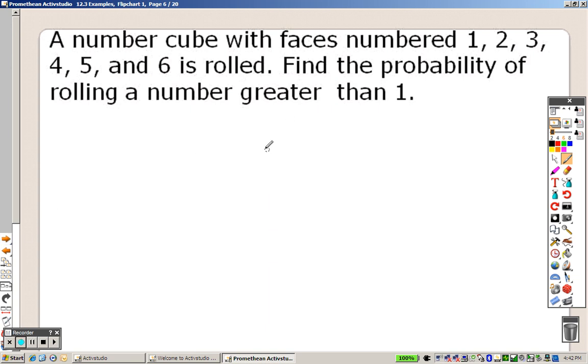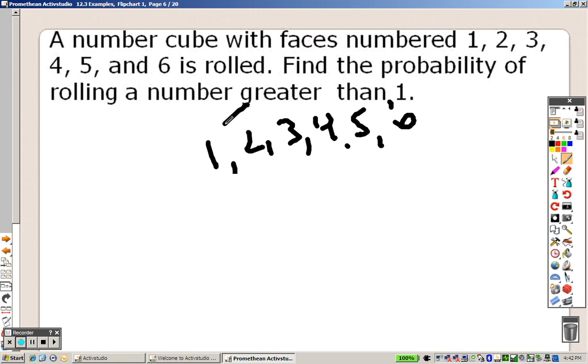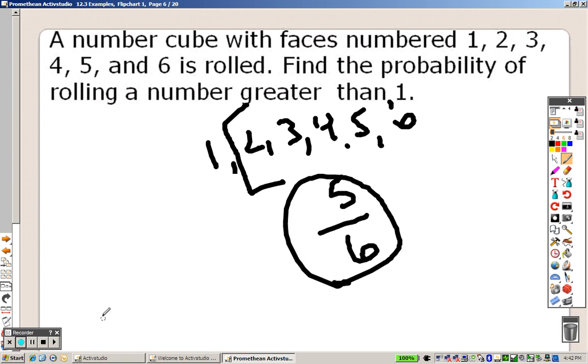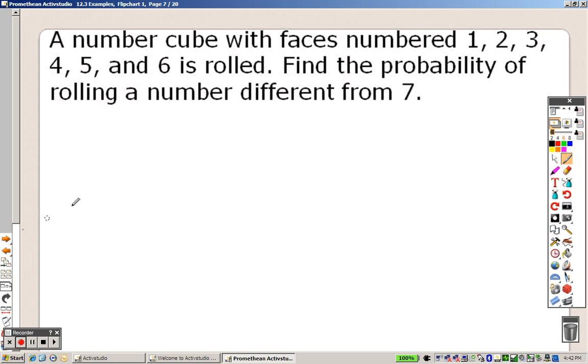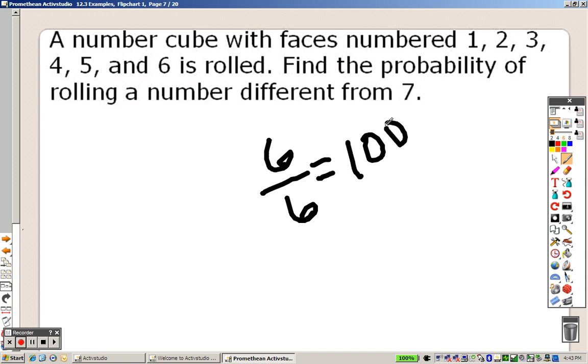Find the probability of rolling a number greater than 1. Well, you can roll a 1, a 2, a 3, a 4, a 5, or a 6. A number greater than 1 would be everything up: 2, 3, 4, 5, 6. So 5 out of 6 would be your probability of rolling a number greater than 1. Find the probability of rolling a number different from 7. Well, all of them are different from 7. Not a single one is a 7. So 6 over 6, which is 100%.